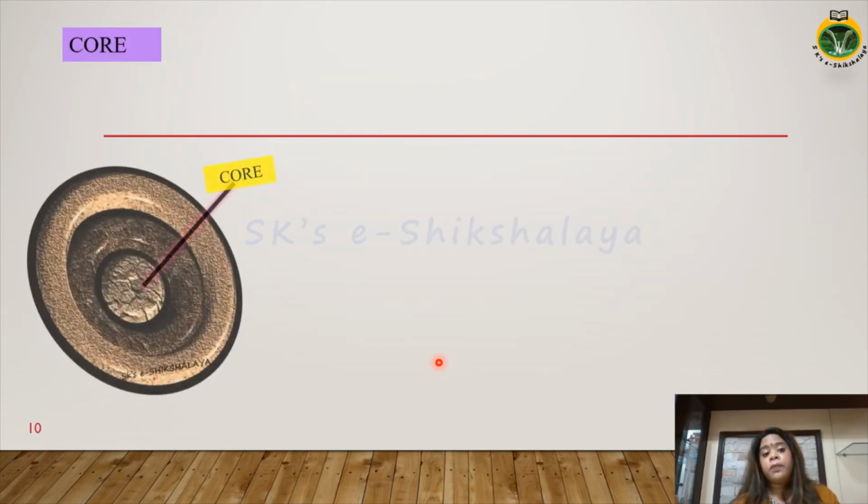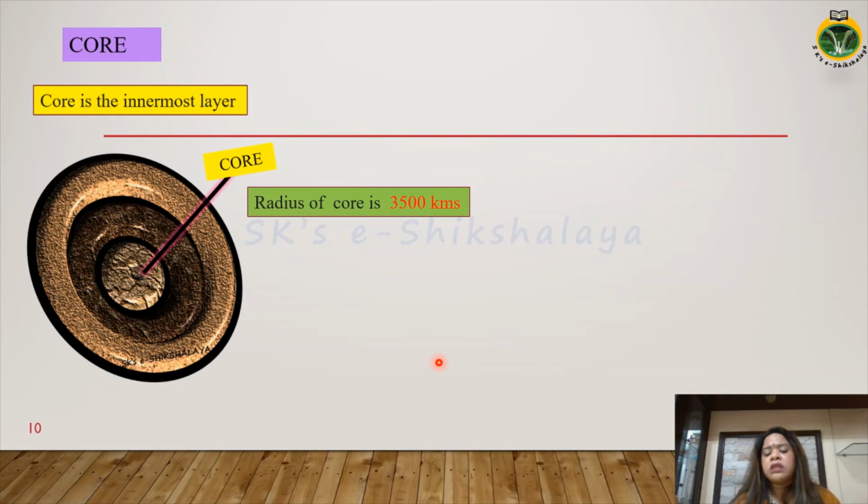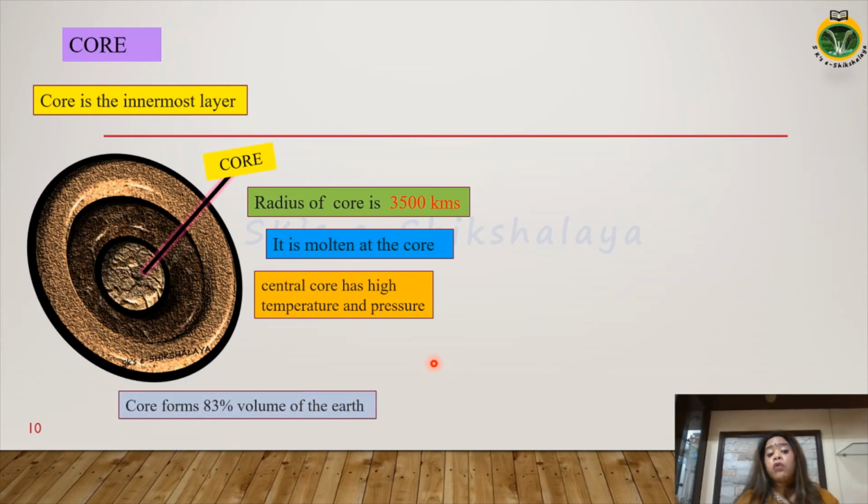Core. Now, core is the innermost layer of the Earth, and the radius of the core is 3,500 kilometers. It is molten at the core because it has high temperature and pressure. Core forms 83% of the volume of the Earth, which we have discussed in the earlier slide as well.